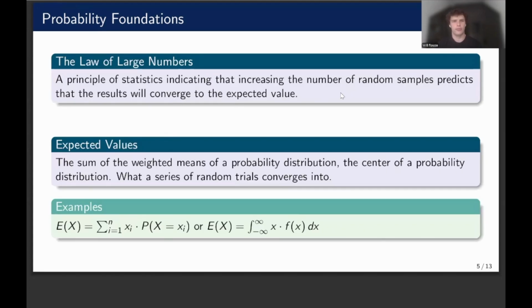And then the law of large numbers, which is a principle in statistics indicating that an increasing number of random samples predicts that results will converge around the expected value. This makes sense. The more coins you flip, the more likelihood that you'll get 50% heads or 50% tails, though this is not certain. And expected values are the sum of the weighted means of a probability distribution. The center of a probability distribution is another way to call it, or also what a random series of trials will converge onto if you're allowed to continue into infinity. On the left, we have the formula for discrete probabilities, and on the right, we have it for continuous.